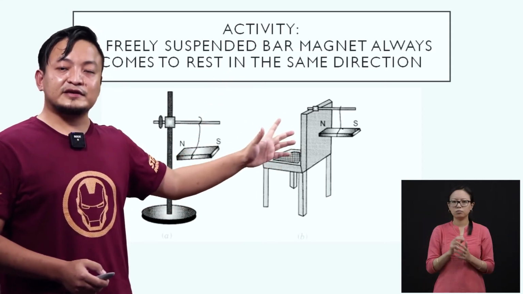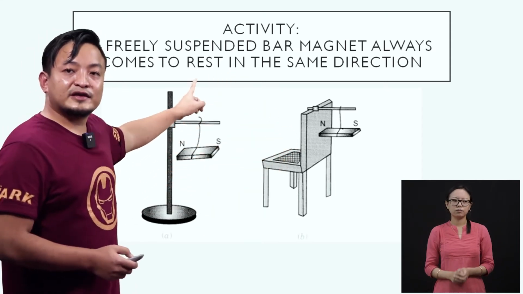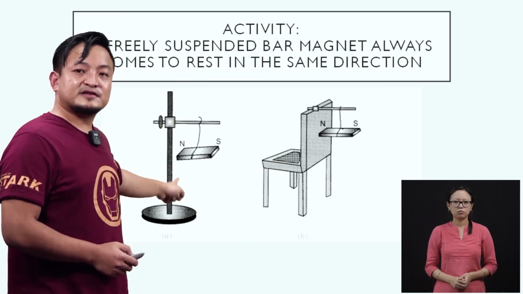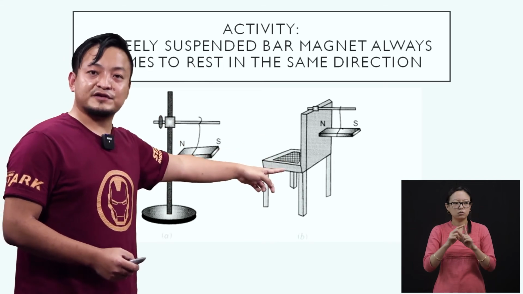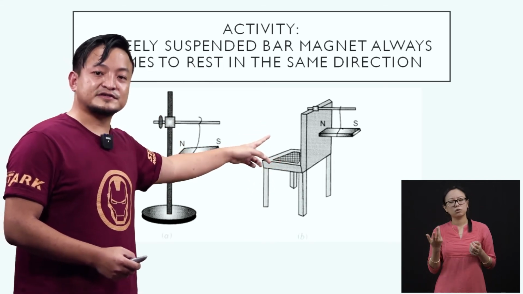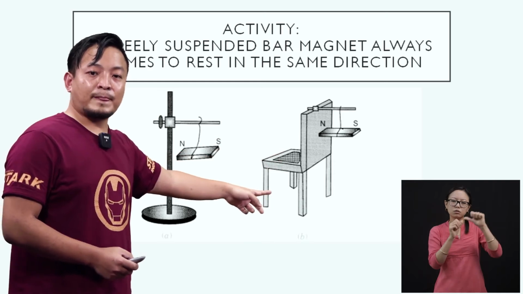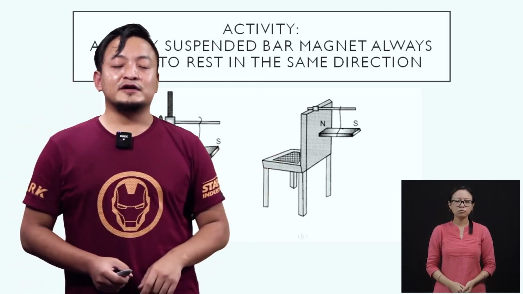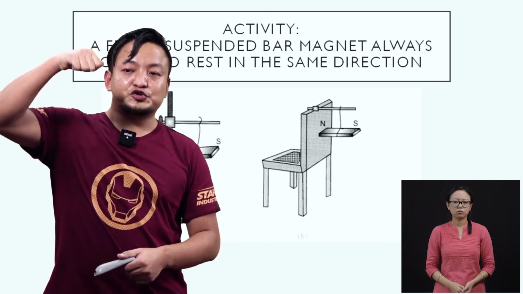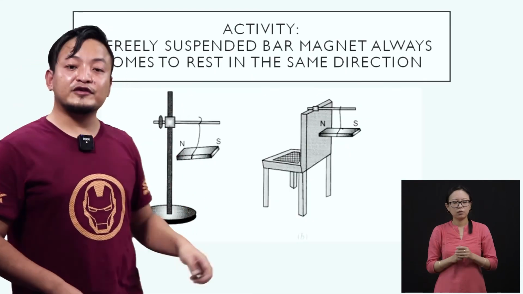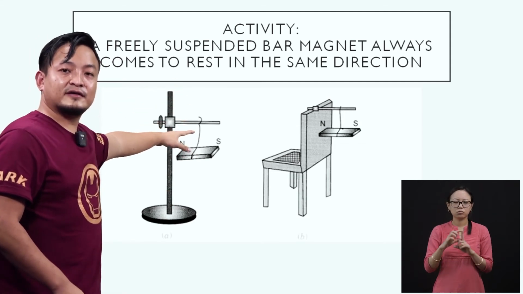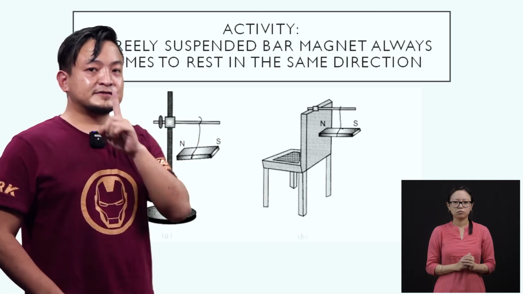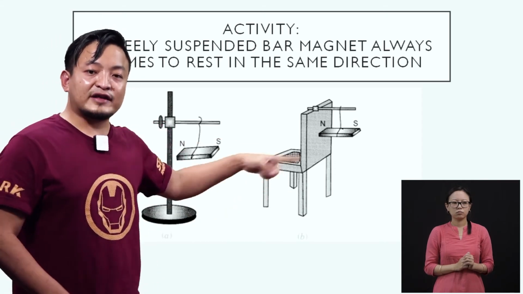Now, this activity is very simple. You need a clamp stand. You need one stand, and if you don't have this kind of stand, you can use this chair as a stand. And now what you have to do is tie the magnet with a thread and freely suspend it from the stand here. And just before we rotate this magnet, okay?